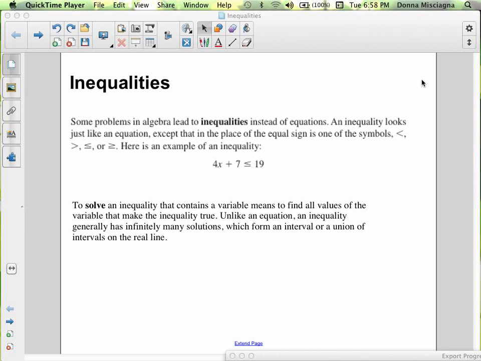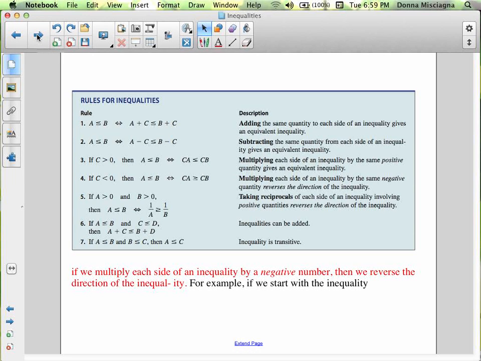To solve an inequality that contains a variable means to find all of the values of the variable that make the inequality true. Unlike an equation, an inequality has infinitely many solutions, which form an interval or a union of intervals on the real number line. An equation has one solution or maybe two, but a finite number of solutions. An inequality has an infinite number of solutions that all lie within one or two or more intervals. So let's look at the steps, and we'll come back to this one, and some rules.